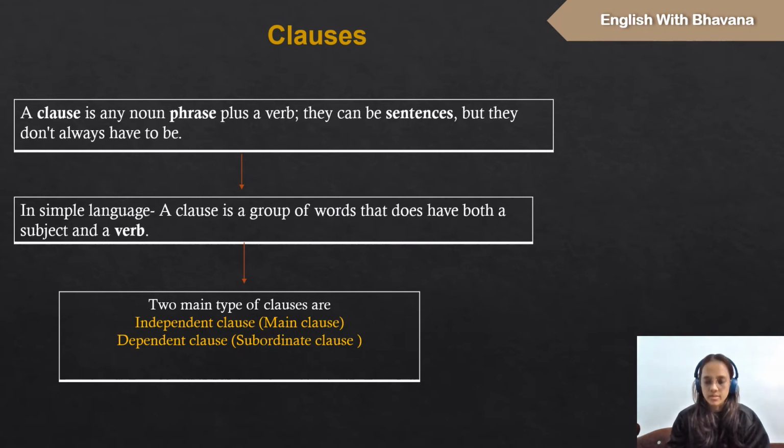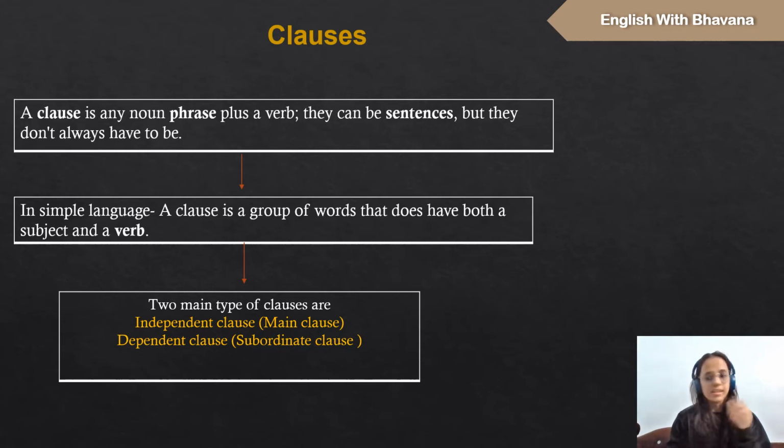Now, what are clauses? A clause is any noun phrase plus a verb. They can be sentences, but they don't always have to be. It means it's not mandatory. In simple language, a clause is a group of words that has both a subject and a verb.